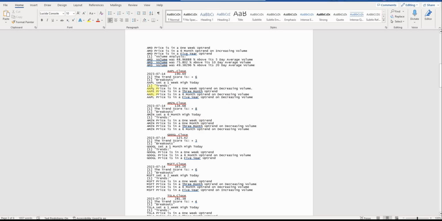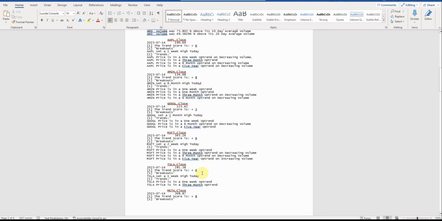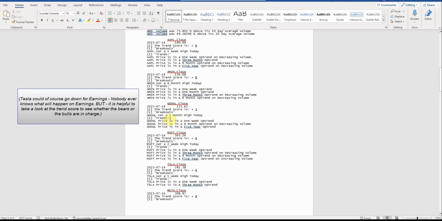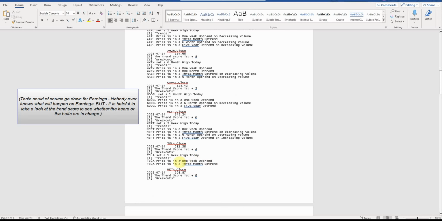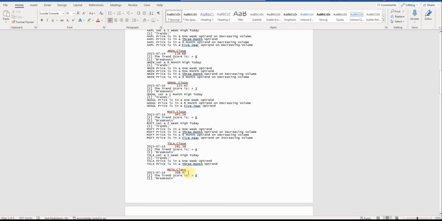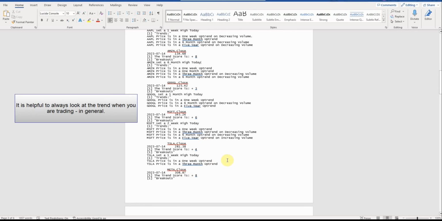Amazon right now is in a 1-week uptrend, 1-month uptrend, 3-month uptrend, and 6-month uptrend. And it set a 6-month high today. And so that's something to be watching for. And then Tesla, you might say, oh, well, Tesla's going to go down for earnings. But if you look at the trend score, it's not low, it's not zero, it's not neutral, it's not negative, right? It's positive. It's saying that over the last 3 months, the price has increased, and over the last week, the price has increased. And so that's something you want to take into account when you make decisions, or that's what I like to do.